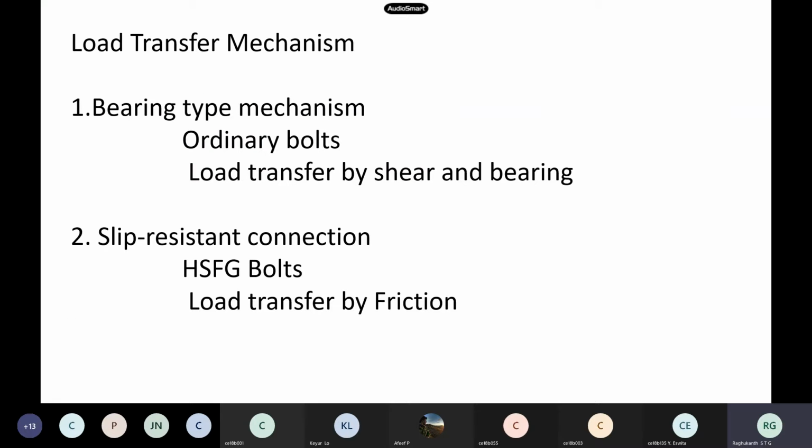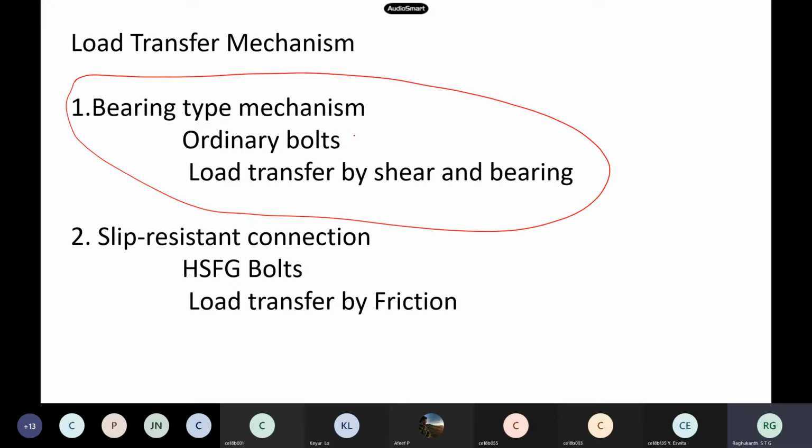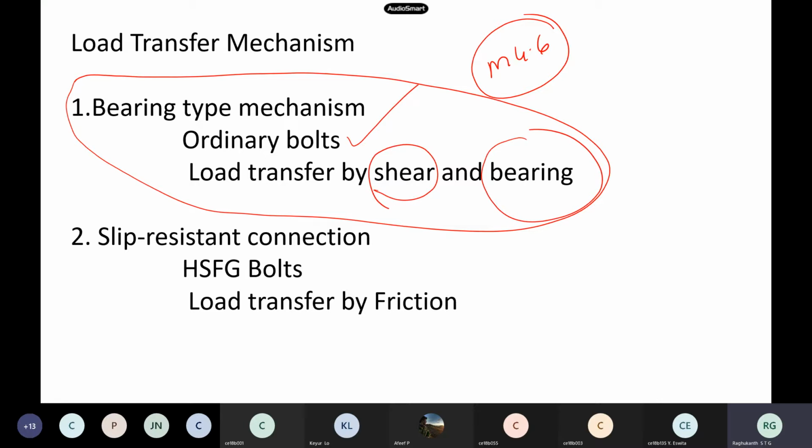Now the load transfer mechanism happens in two ways in bolts. One is a bearing type mechanism. Okay, this is applicable for ordinary bolts, that is black bolts, grade 4.6, these types of bolts. As I already told you, when you are joining the two plates, they can slip also. No friction will be generated here. So the load carrying capacity happens via shear and bearing. Okay, so these are the two things which happen in ordinary bolts.